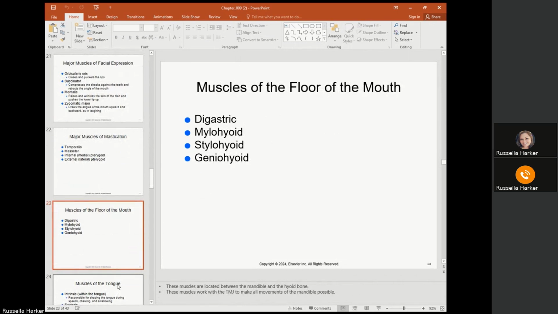When we look at the muscles on the floor of the mouth, we have the digastric, the mylohyoid, the stylohyoid, and the geniohyoid. They're located between the mandible and the hyoid bone. They have different nerve branches that innervate the muscles of the floor of the mouth. You can see this in figure 9-11 in your book, and on page 98, it has these muscles broken down for the muscle, the origin, insertion, the function, and the innervation of the muscles for you.